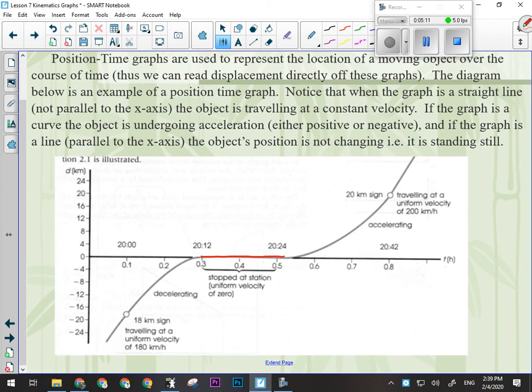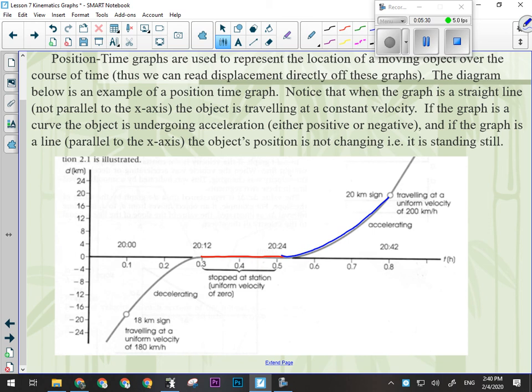Okay, then in the next part of this graph, we see that there's a curve again, but that curve is getting steeper and steeper. Is the position changing there? Is it changing constantly? No.